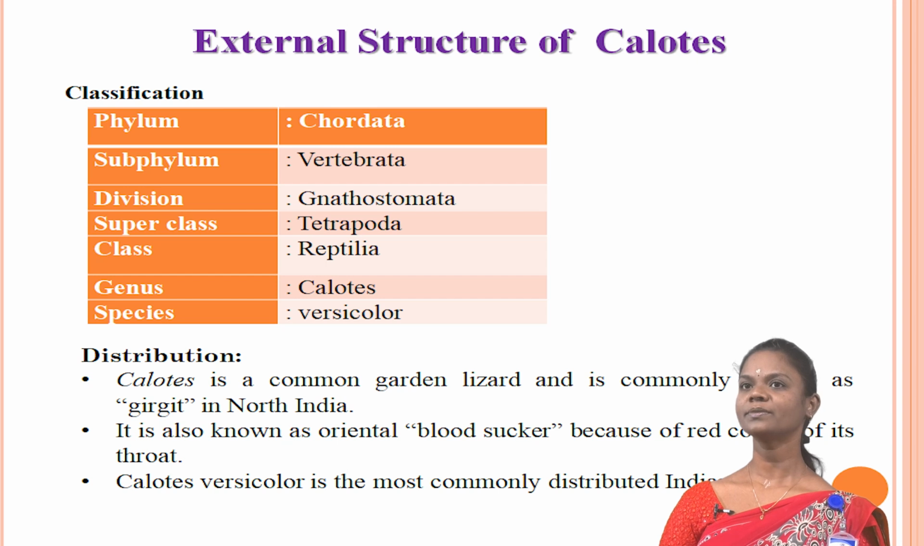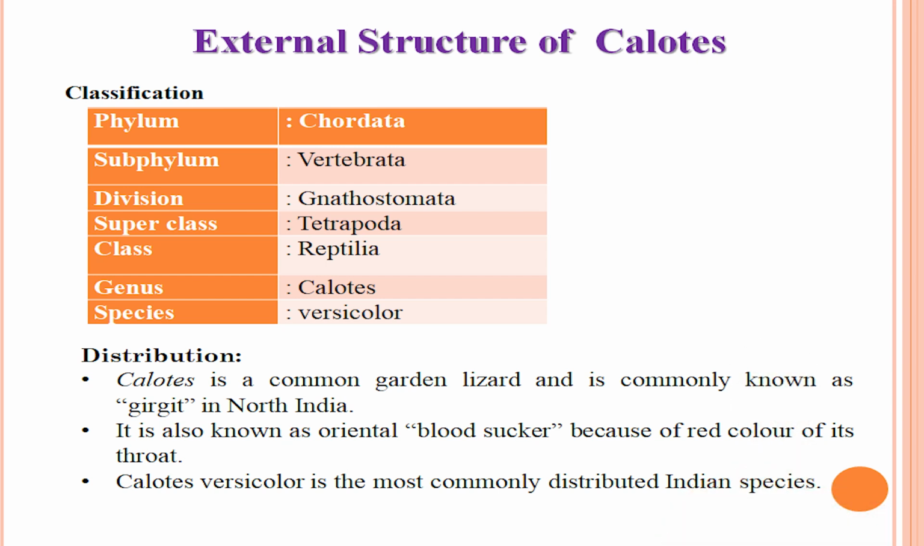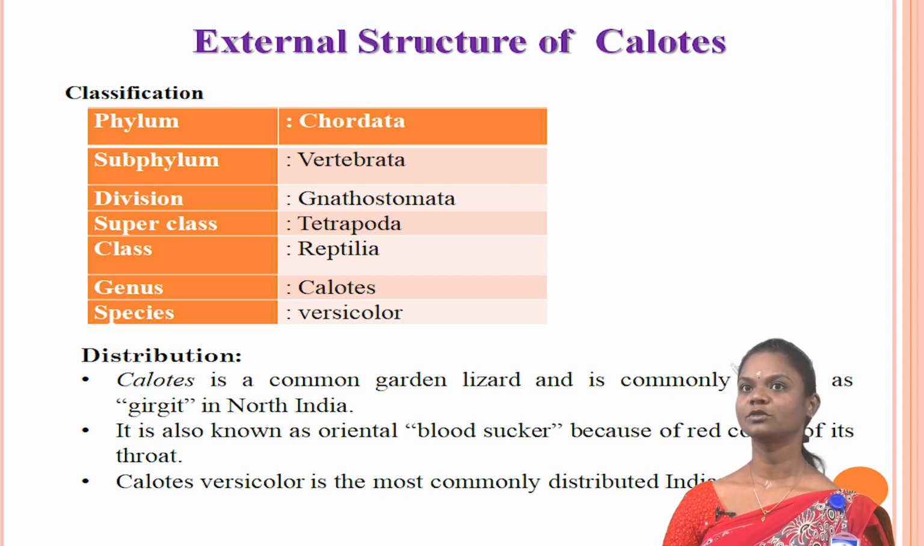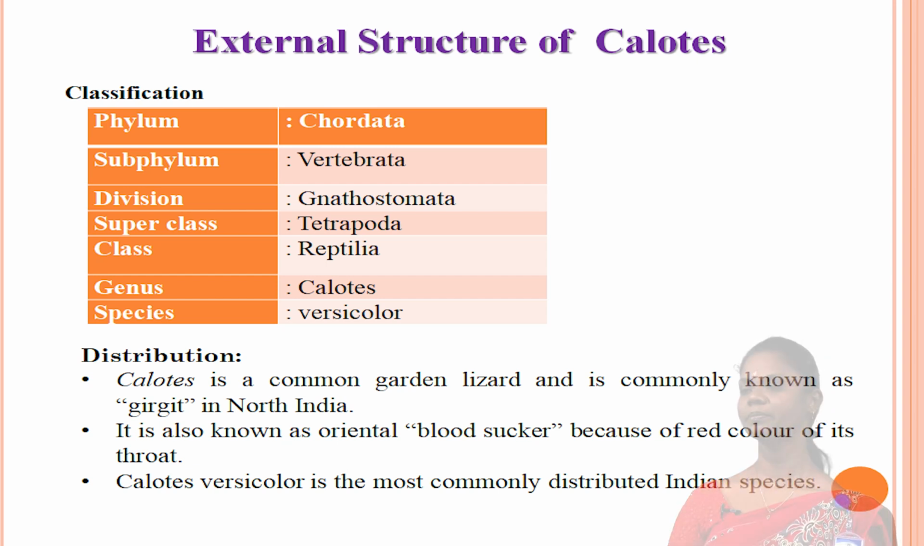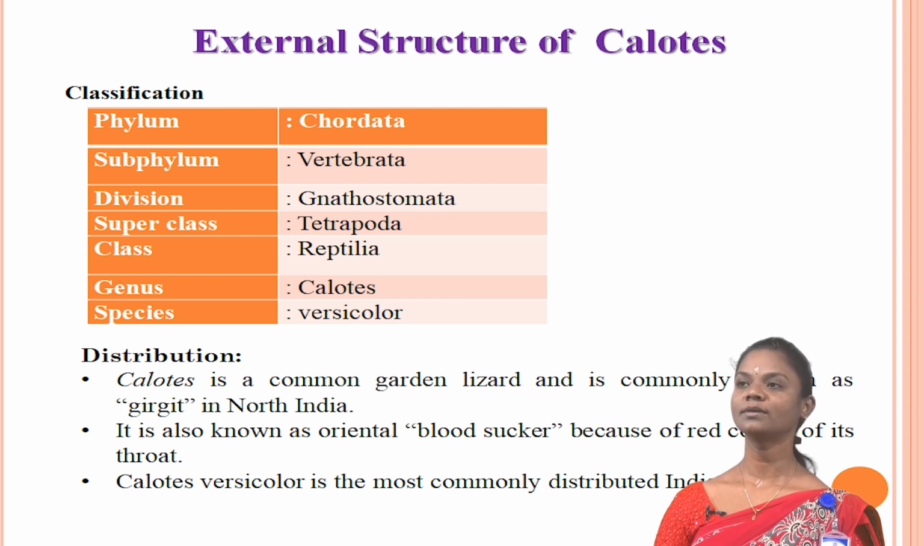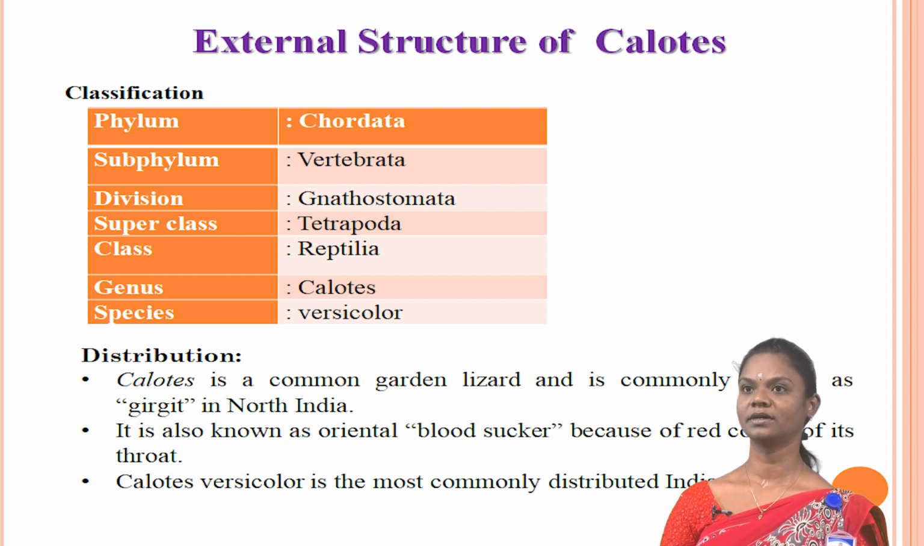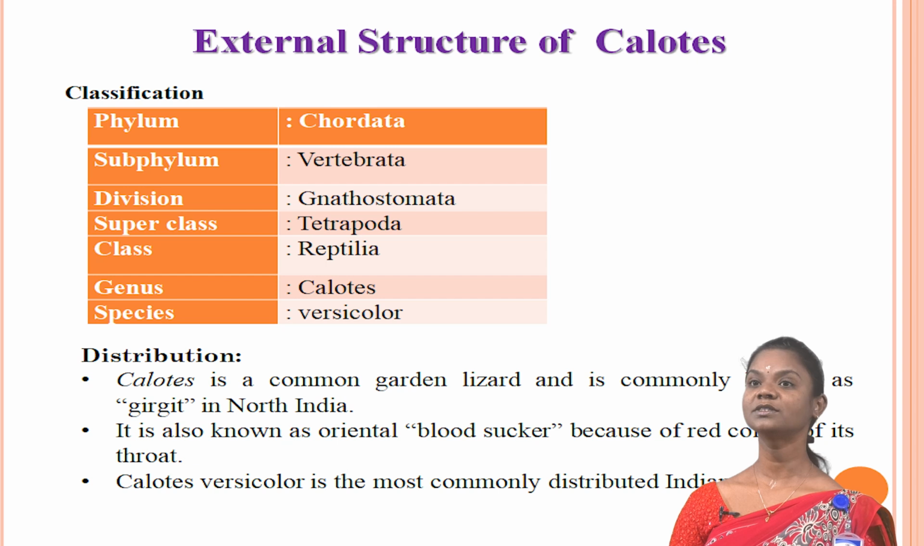Calotes is a common garden lizard and is commonly known as the bloodsucker in North India. It is also known as the Oriental bloodsucker because of the red color of its throat. Calotes versicolor is the most commonly distributed Indian species.